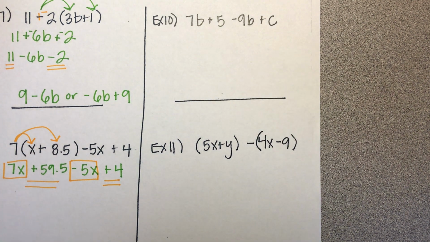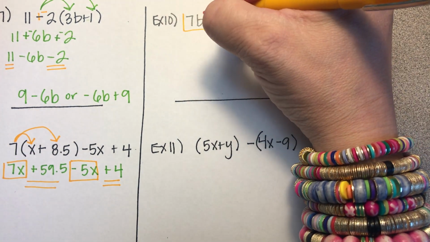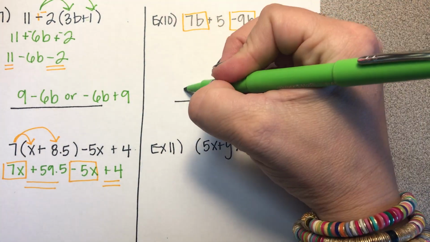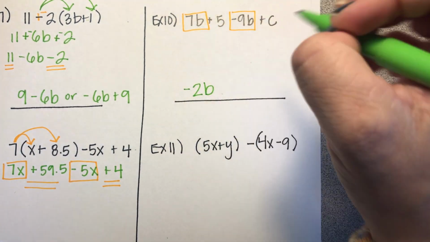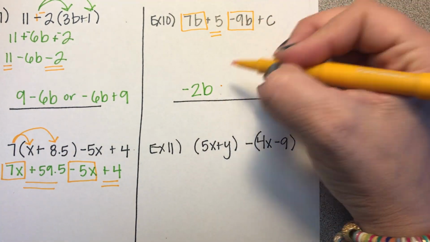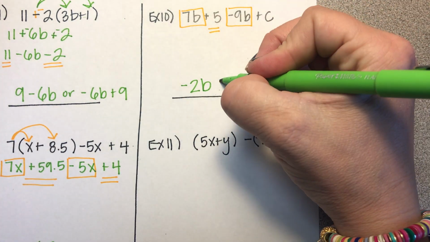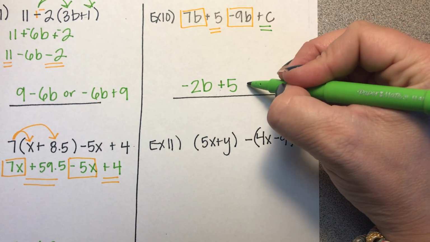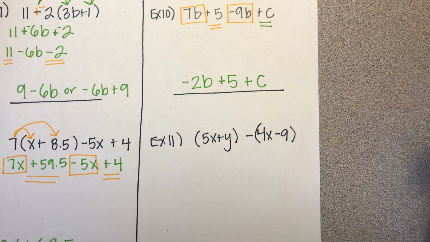Okay, on number 10, I'm looking for like terms. I can combine 7b minus 9b to get negative 2b. And then, is there anything I can put together with that 5? There isn't, right? There's no other whole numbers. And then, is there anything I can put together with c? Nope. So that is my answer.